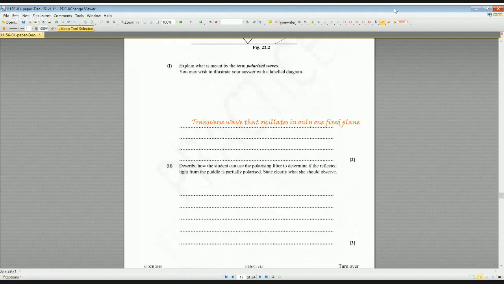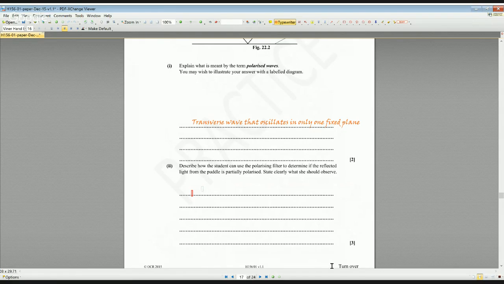Part 2 says, describe how the student can use the polarizing filter to determine if the reflected light from the puddle is partially polarized. State clearly what she should observe. So this is an experiment you may have done in class using Polaroid filters, polarizing filters, in which you take a polarized source and you rotate the filter around.